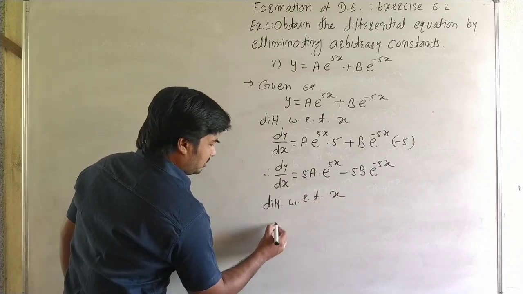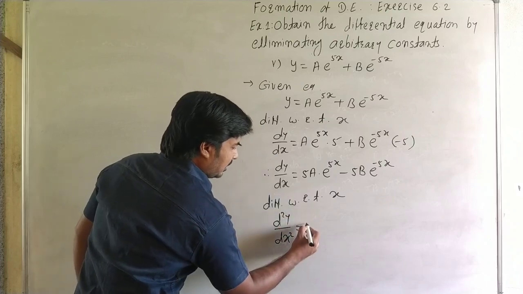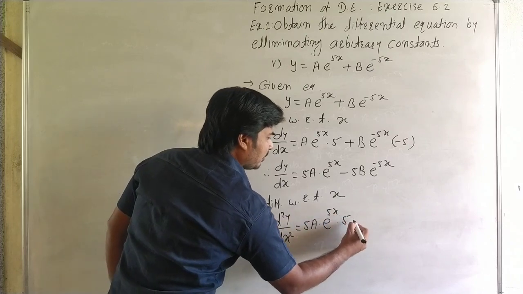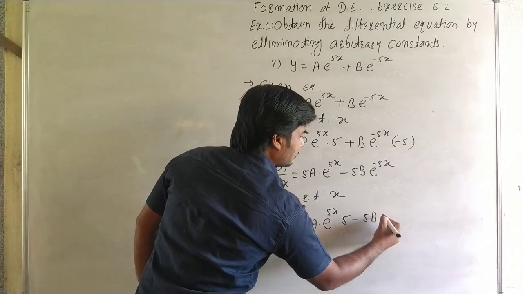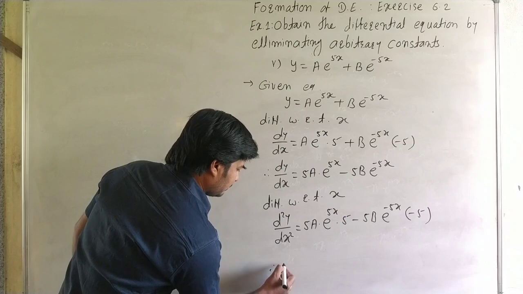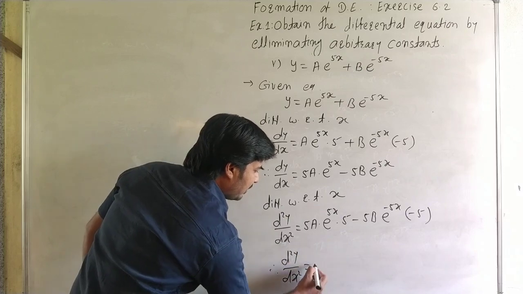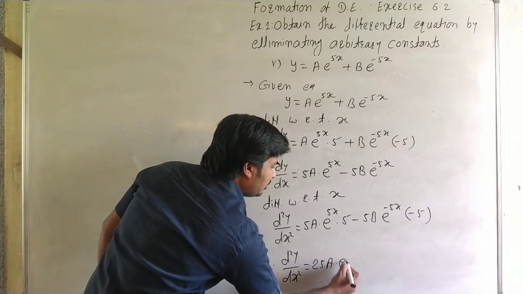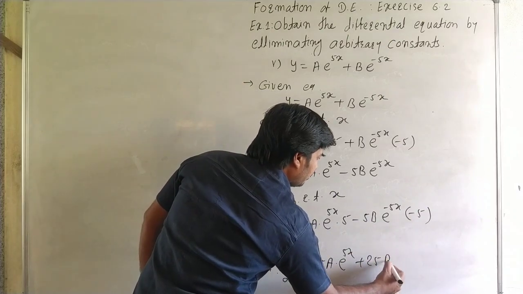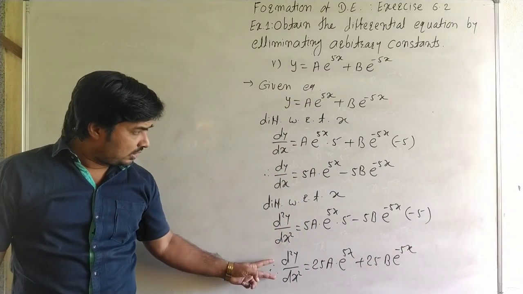With respect to x, therefore d2y by dx2 is equal to 5a as it is, the derivative of e to the power 5x into 5, minus 5b as it is, e to the power minus 5x into minus 5. And therefore d2y by dx2 is equal to 25a into e to the power 5x plus 25b into e to the power minus 5x. Here these are the two times we differentiated.